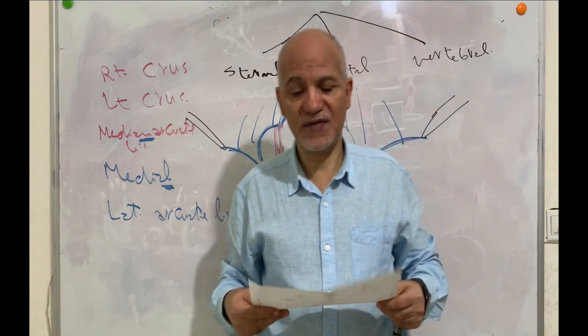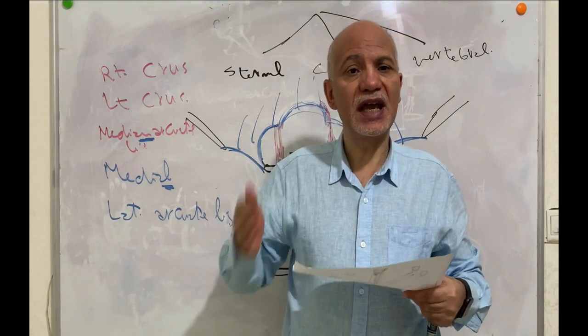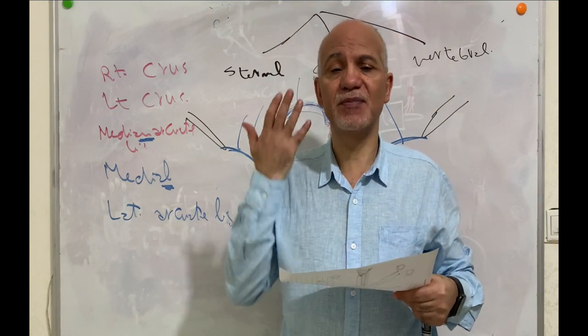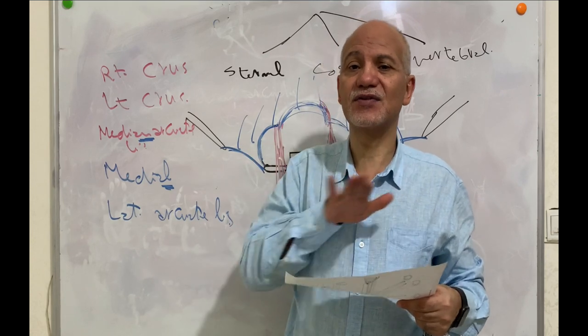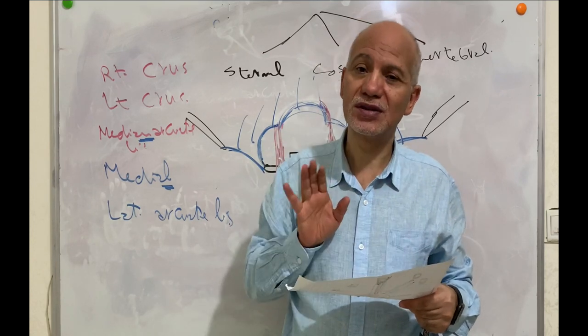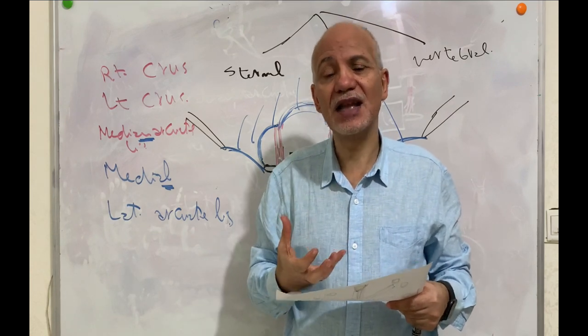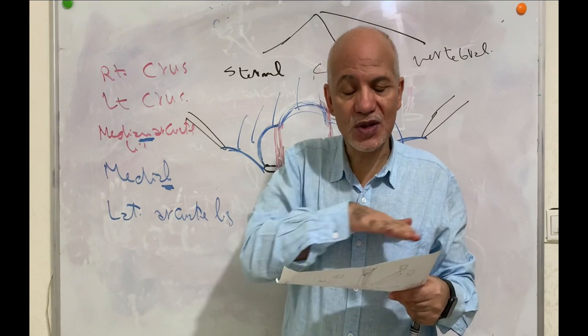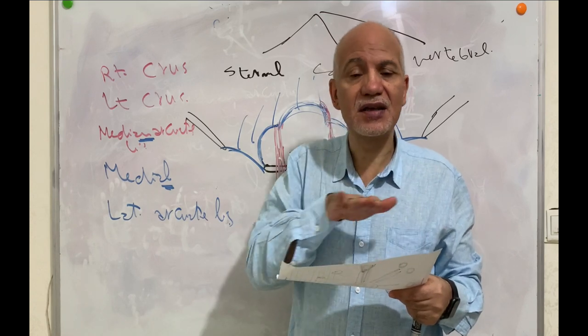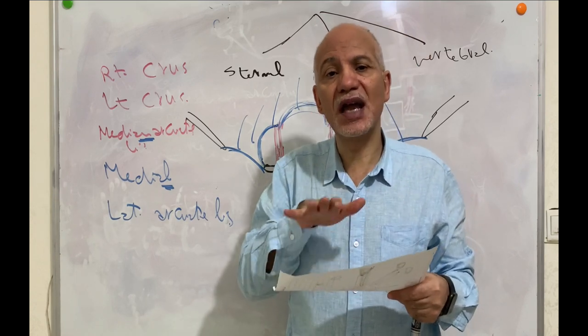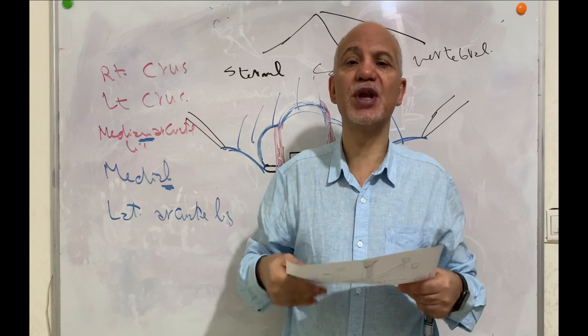What are the relations of the diaphragm? Superior relation and inferior relation. Superior, very simple: the right lung and left lung, lung and pleura. In the middle, the heart and the pericardium. The superior relation is lung and pleura, heart and pericardium.